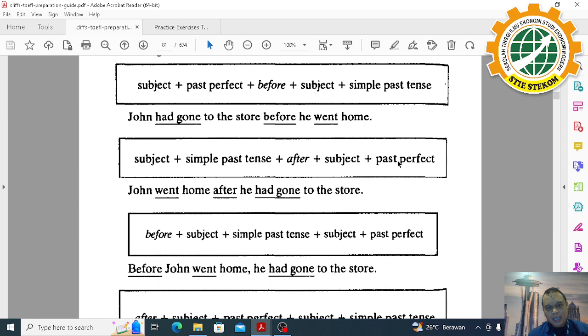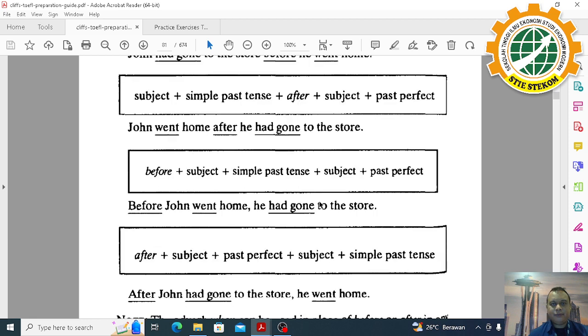And then kata before bisa diletakkan di awal kalimat ya. Before John went home, he had gone to the store. Tuh, kita afternya bisa diletakkan di awal. After John had gone home, ya. After John had gone to the store, he went home.